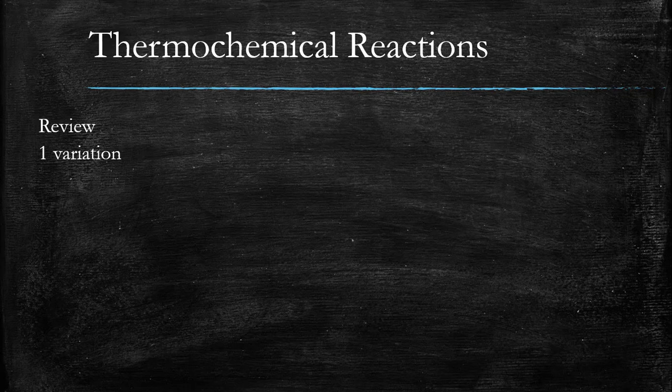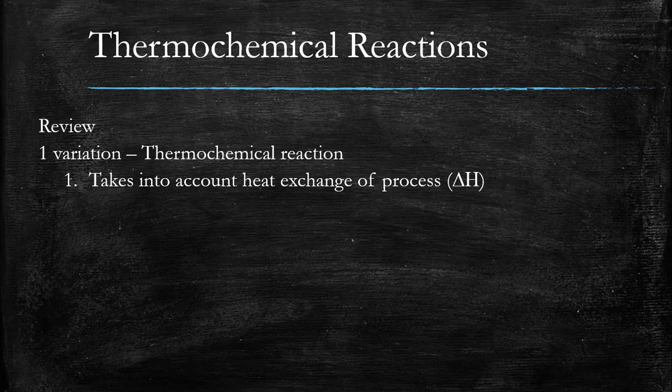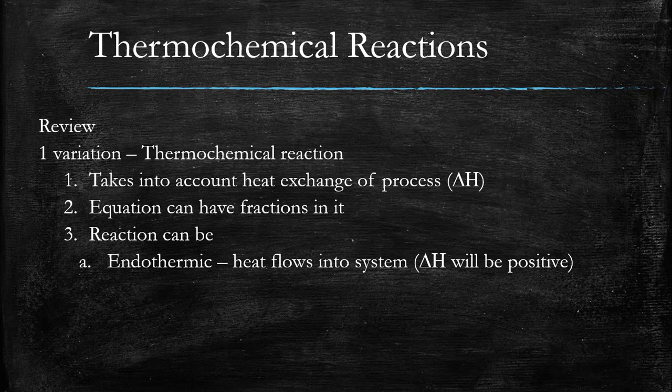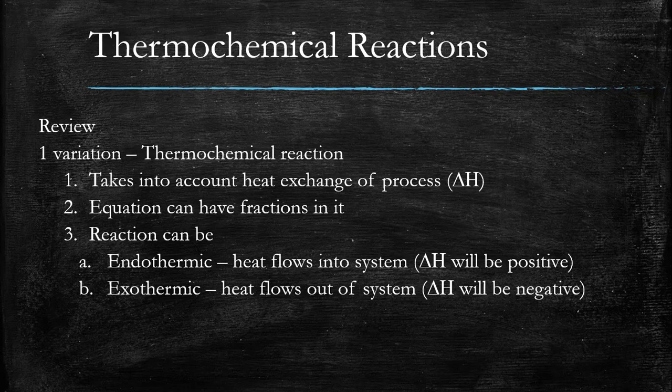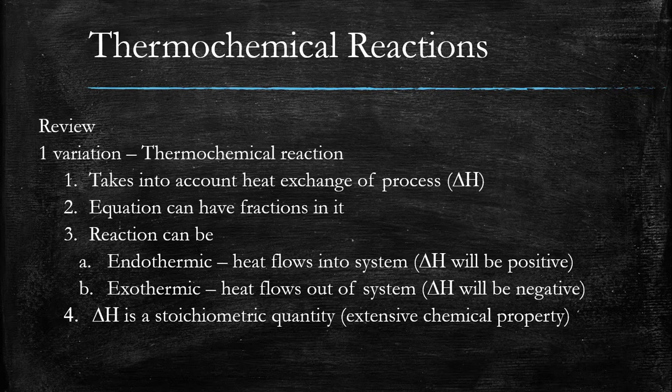We have one variation that we covered, thermochemical reactions. That takes into account the heat exchange of the process, or the enthalpy. The equations can have fractions in it, and the reaction can be endothermic. Heat flows into the system, and that means the delta H will be positive, or exothermic. The heat flows out of the system, or the delta H will be negative. Delta H is a stoichiometric quantity. That makes it an extensive chemical property. It depends upon how much you have.